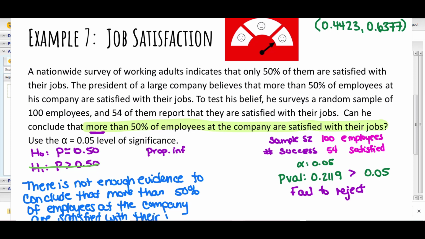And then looking here, this whole thing, can it conclude that it's more than 50%? No. 0.50 is included. So if it's included, that means that you don't have enough evidence to say that it's greater than 50. So this agrees again. All right.